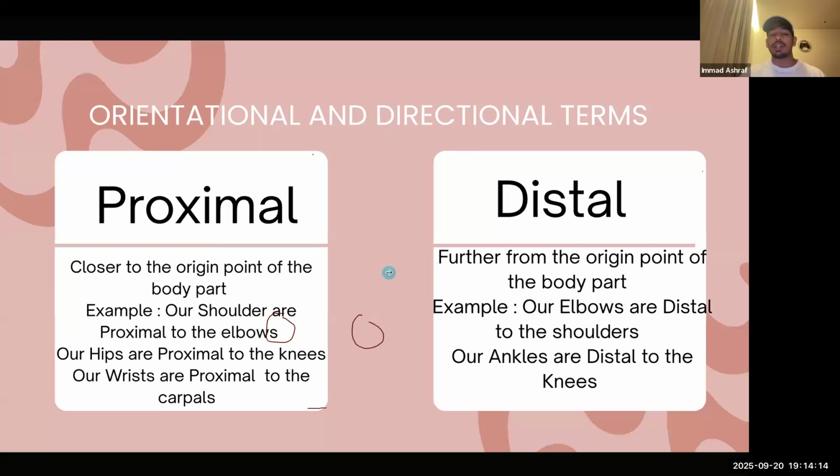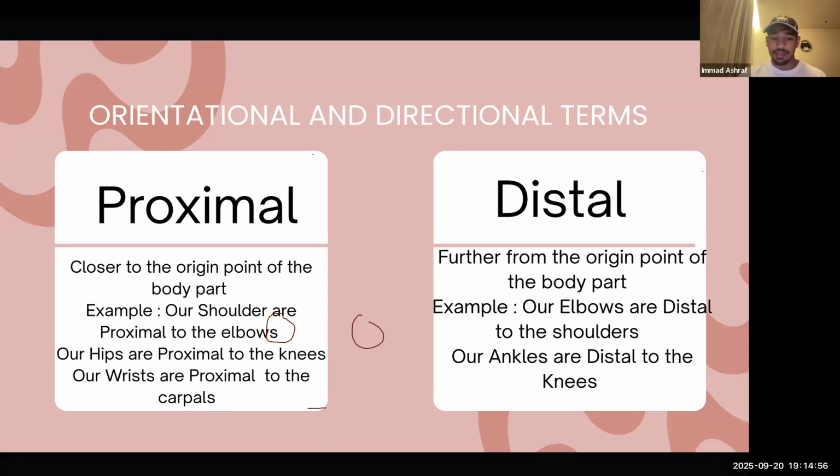Now we have proximal and distal. So basically, you have a thing called a skeleton, right? And there are two divisions in the skeleton: axial and appendicular. But let's forget that. So basically, you have a joint, any joint in the body, your shoulder joint, your elbow joint, your wrists, your knees, your hips, any joint. So if you have a part of the body that's close to an origin point or a joint, that's called proximal. And anything that's further away from the origin point or a joint, that's distal.